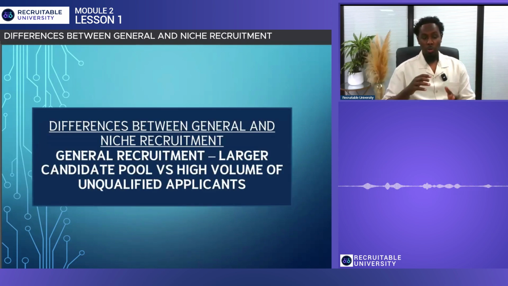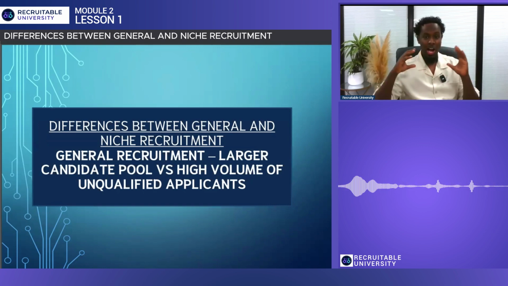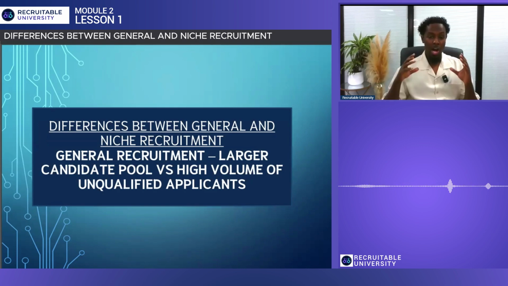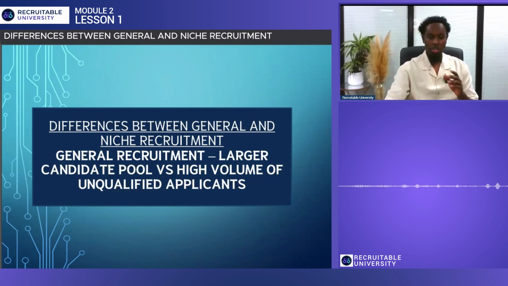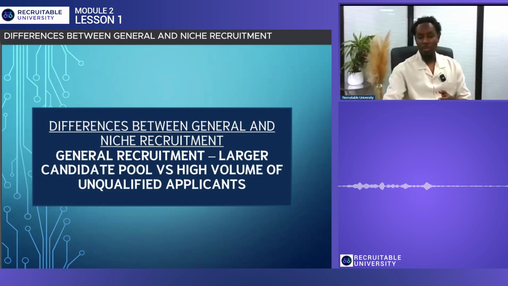So if we start with general recruitment, as we mentioned, you've got a higher selection, a higher option, so your larger candidate pool. You have a huge amount of candidates, but you also have a huge amount of unqualified candidates. So it's one thing to take into consideration. Yes, it's lovely having hundreds of applicants, but of those hundreds, let's say 65% may be irrelevant to you. So only 35% of those will be actually relevant.